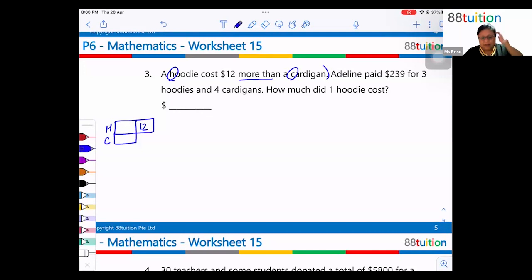Okay, Brian? Now, what do I put inside this empty bar model? What will you put inside? X, Y, 1 unit, 2 unit, 3 unit. What do you put inside? Anyone?